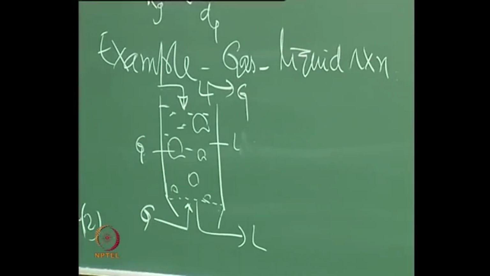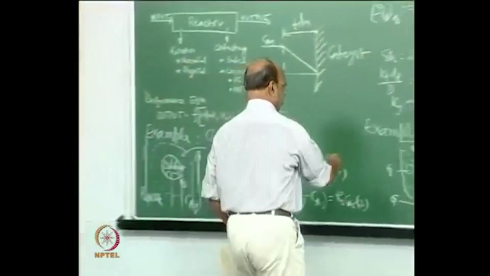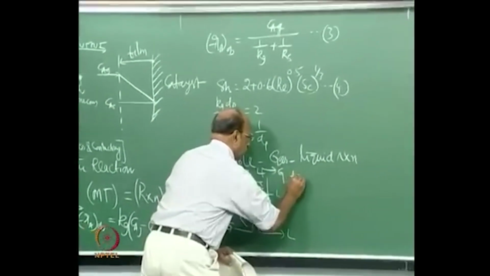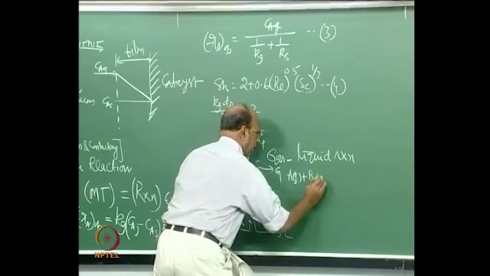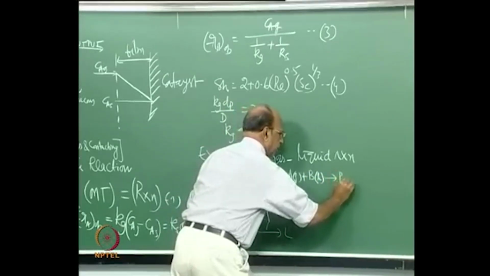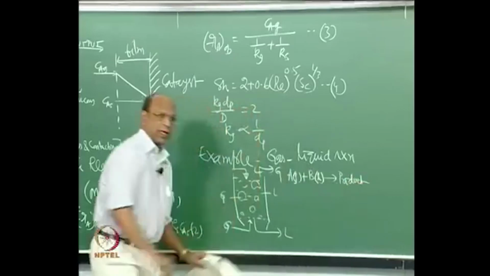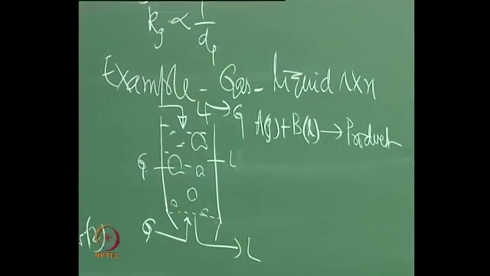Okay. Now, how do I model, how do I imagine what is happening? Liquid is one of the reactants and also gas is another reactant. So, I can write this one as A(g) plus B(l), small l I will write, giving me product. Again I am taking a reversible system. Okay. Now, how do you imagine?